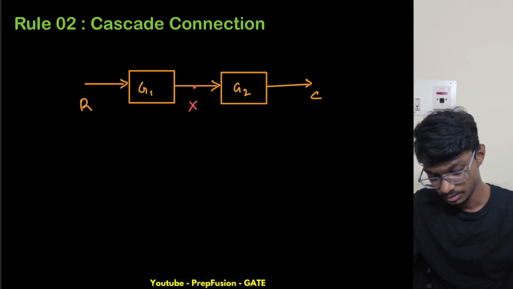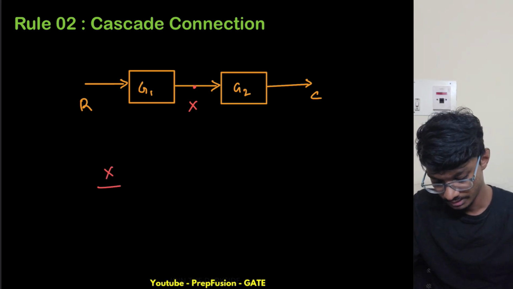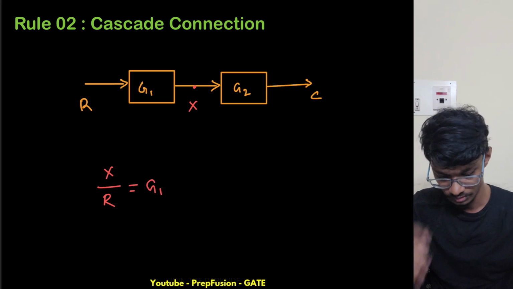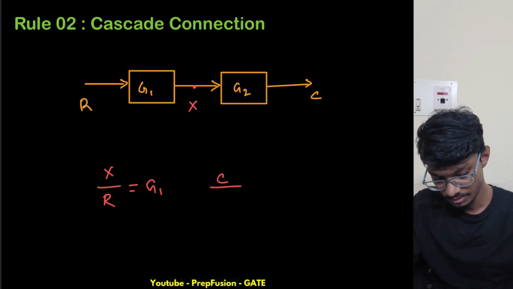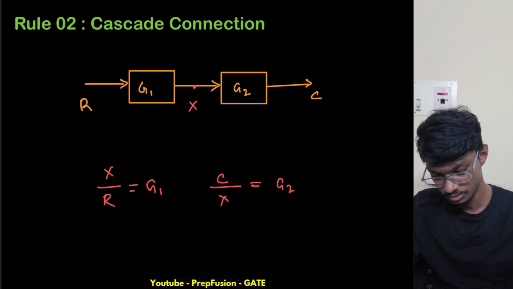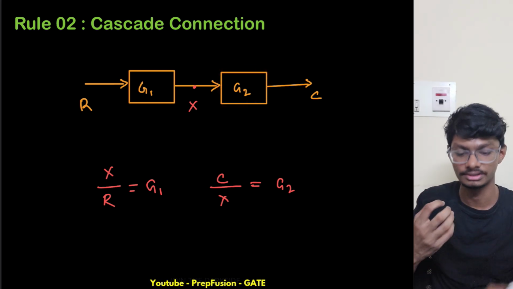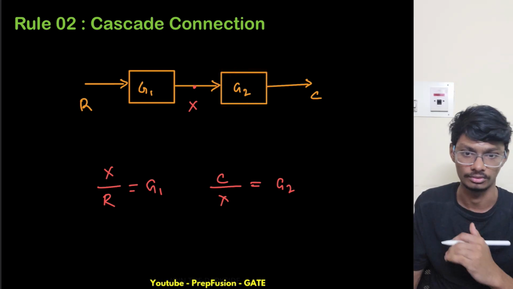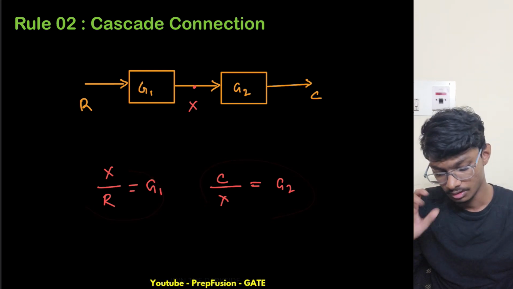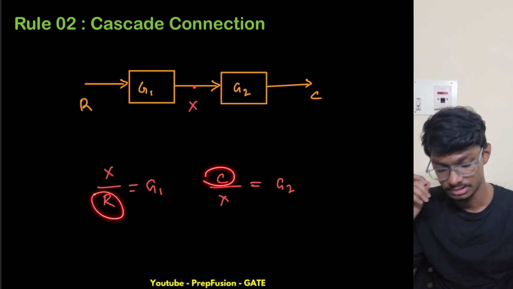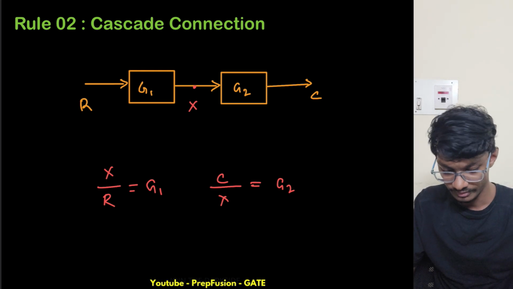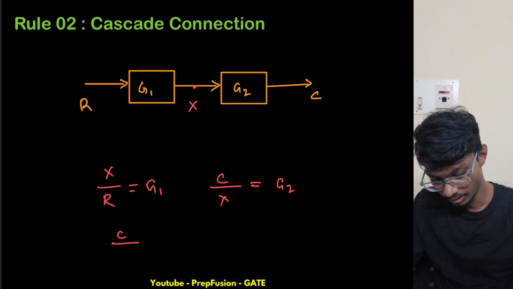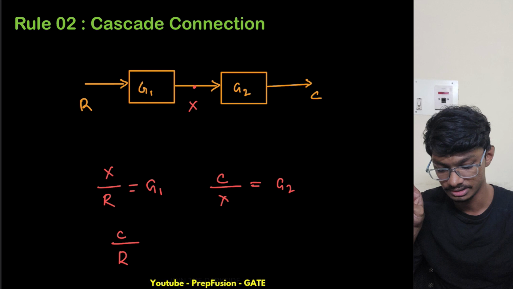output X here, so X by R equals G1, right? Now C by X equals G2, right? What does the gain of a block represent? Output by input, right? So G2, G1. Now I have to find C by R, right? If I want to find C by R, what will I do? I will simply multiply those two, and there is no loading effect.